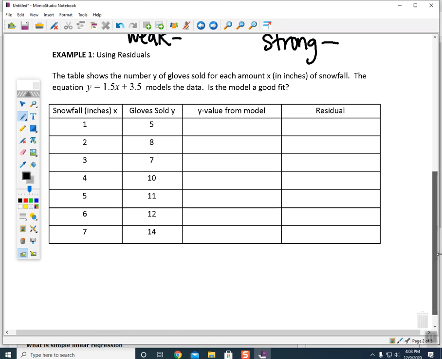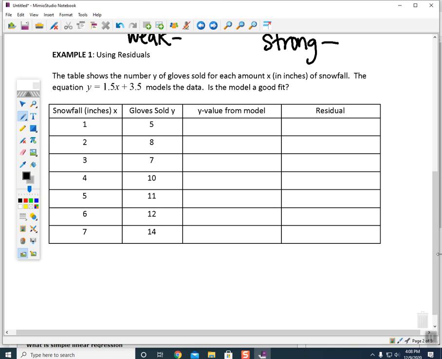All right, we're going to do some examples of using residuals. So the table shows the number of gloves sold for each amount x in inches of snowfall. The equation y equals 1.5x plus 3.5 models the data. We're going to decide whether or not the model is a good fit.